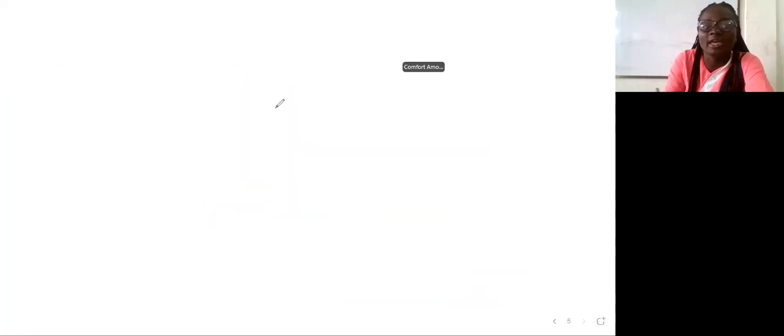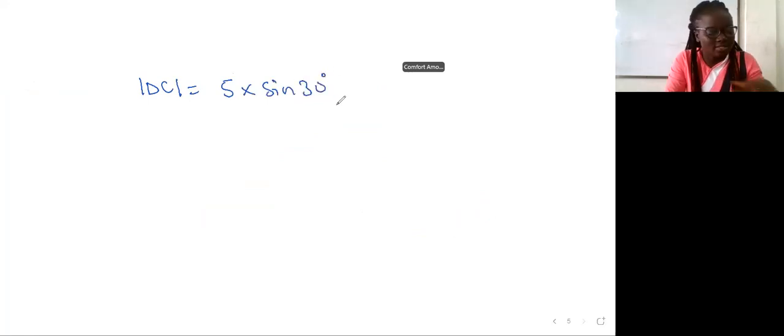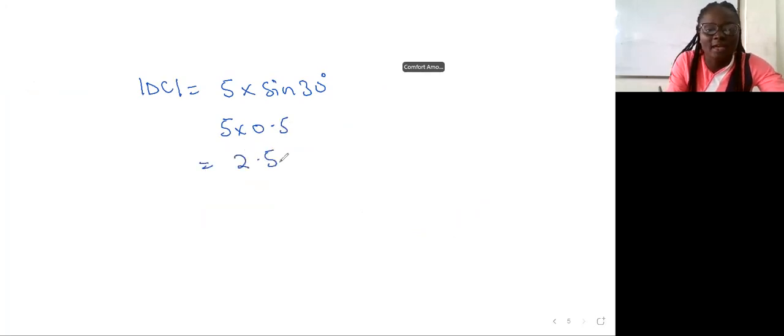So what do we do from here? Line DC is equal to 5 times sine 30 degrees. Okay, so what is sine 30? So 5 times 0.5. And simplifying this, we are going to get 2.5 units. This is the length, so add the units to it. Good. And let's look at one more example under finding the length using trig.